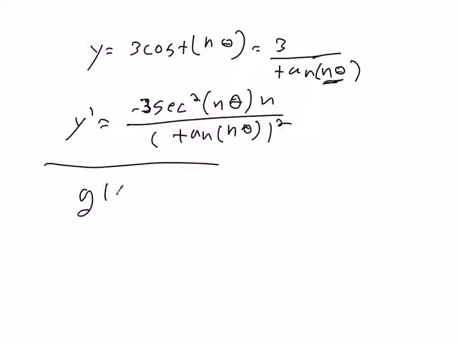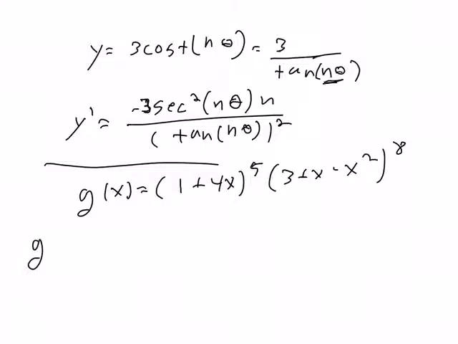Problem 17, we have g of x is equal to 1 plus 4x to the 5th power times 3 plus x minus x squared to the 8th power. Probably should actually, product rule, okay, let's see. I hope I'll be able to do this on this page. So g prime of x.